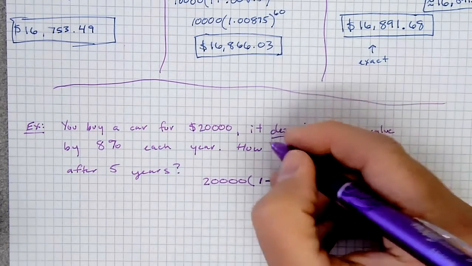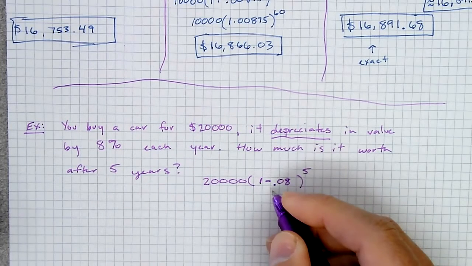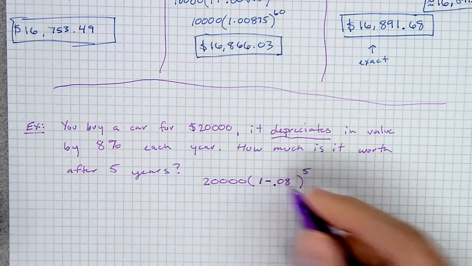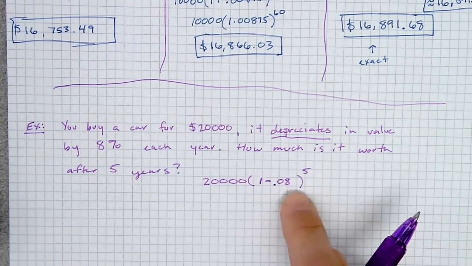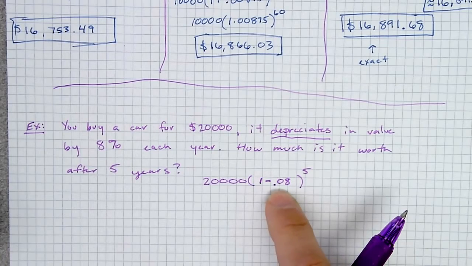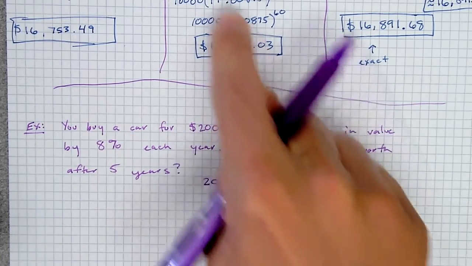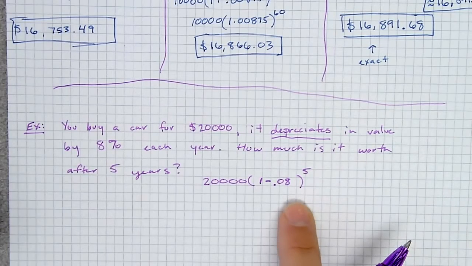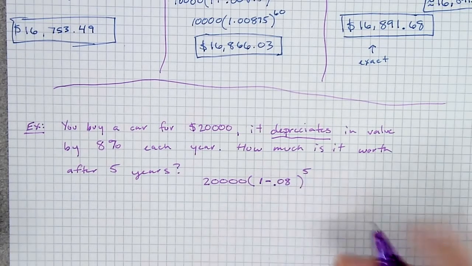0.08. Very good. Since it's depreciating, we're not adding our interest rate, we are subtracting it. Common things I see on here is that people just plug in 0.08 as opposed to saying 1 minus 0.08. So make sure if it depreciates in value, it's the same thing, 1 plus or minus your interest rate, or your depreciation rate.